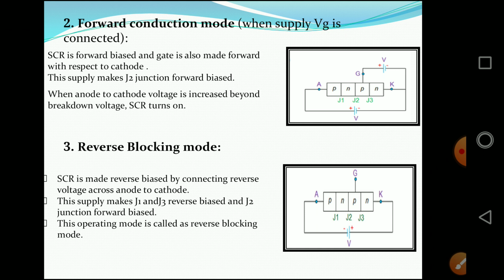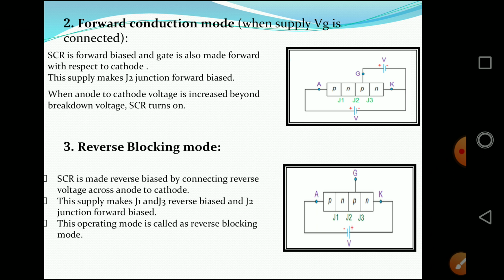So as the depletion layer gets constructed at J1 and J3, there is no flow of current from anode to cathode. So here current flows in only one direction because SCR is a unidirectional device. As there is no flow of current, the SCR remains in the off condition, and this mode of operation is called reverse blocking mode.